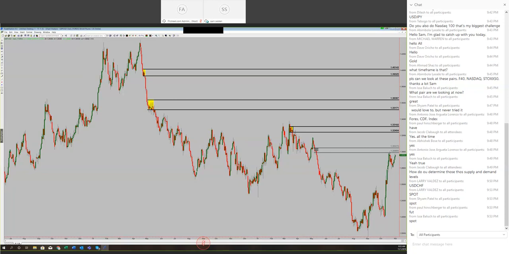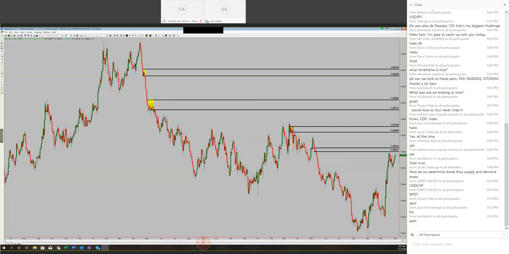Okay, so there's that level right there. We'll take it right at the origin of the drop, which is right in there. Okay, so there's your numbers. So we have touched this level already. Price is almost back to that level. Because the first time price went into that level, it barely touched that level and fell pretty good.